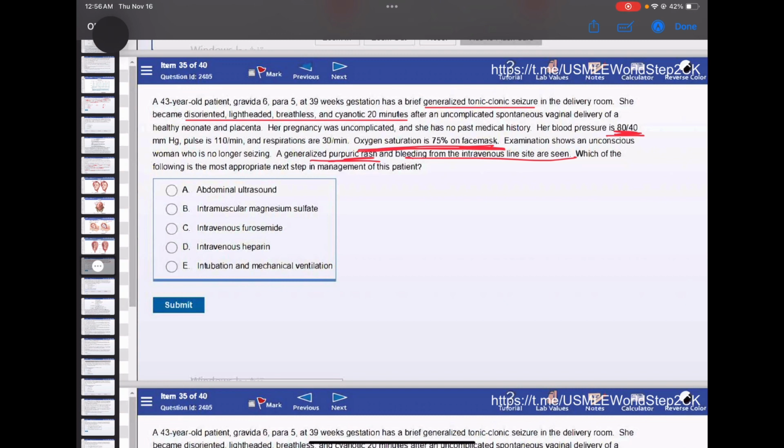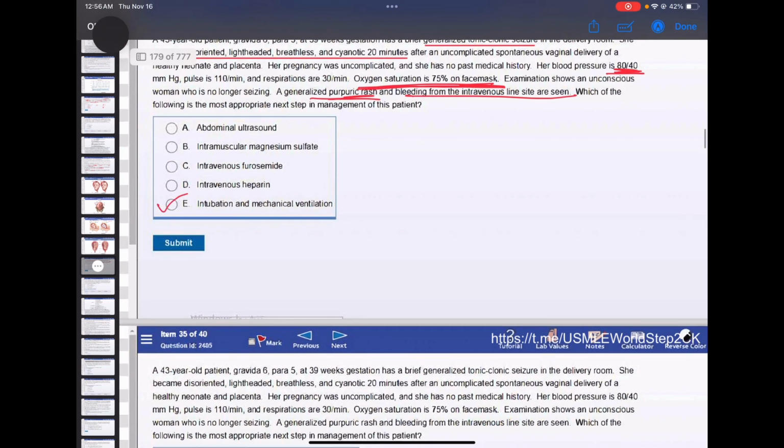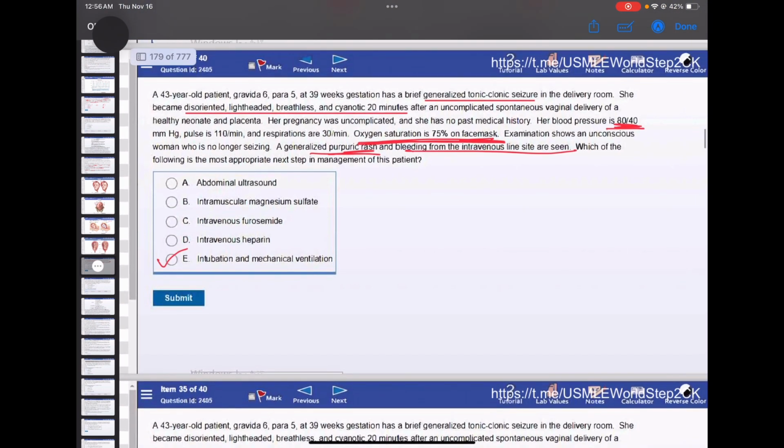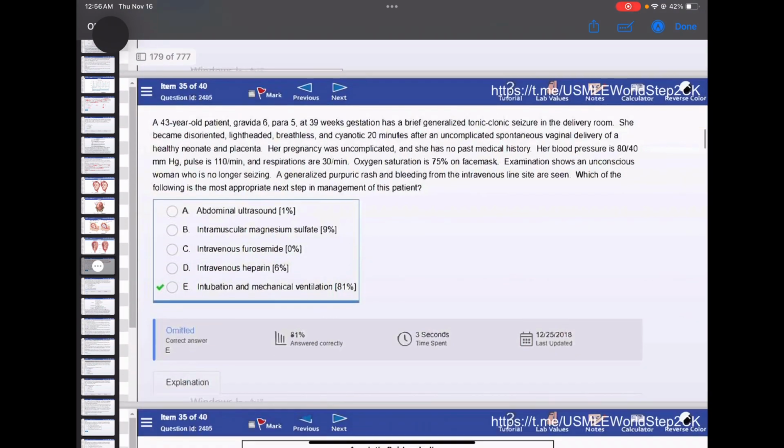Abdominal ultrasound, intramuscular magnesium sulfate, IV furosemide, IV heparin, intubation and mechanical ventilation. So, for this, the answer would be intubation and mechanical ventilation. Before getting into the reason why this was happening, what was the etiology behind it, we are going to save the patient. And ABCDE says look for the airway first. And even on face mask, oxygen saturation is 75%.